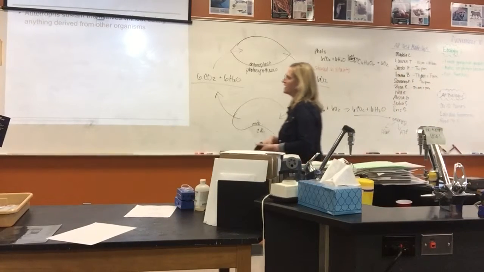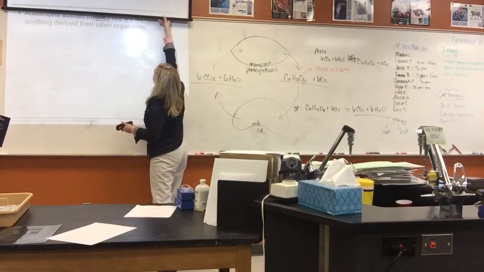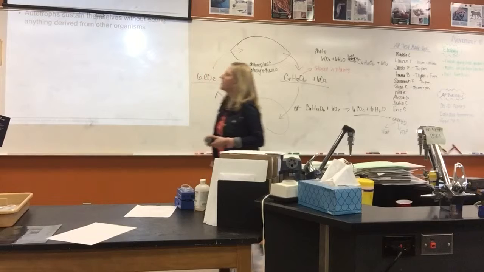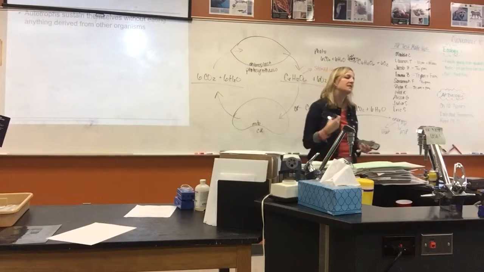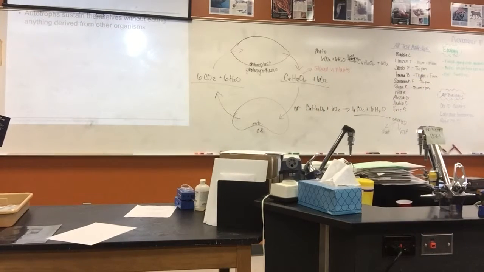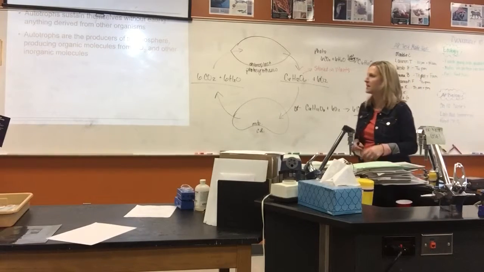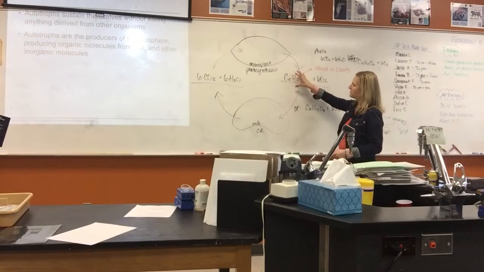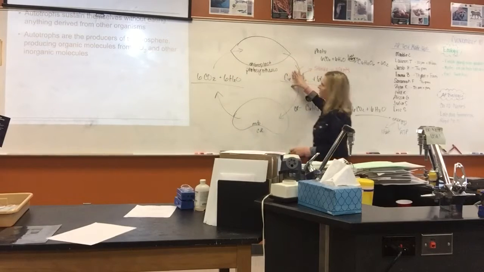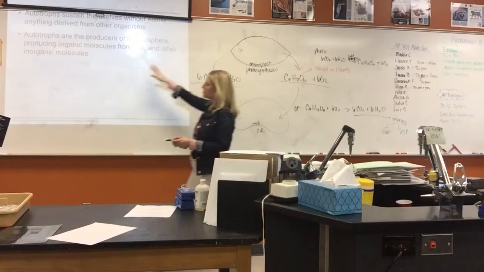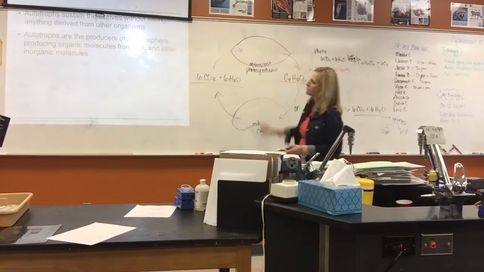So autotrophs sustain themselves without eating anything derived from other organisms. You have heard of this word autotrophs before. Auto means self, troph is feeding, so they're self-feeding. They don't have to eat anything, and so they can make their own food with energy from the sun. We can also call autotrophs the producers of the biosphere, producing organic molecules from CO2 and other inorganic molecules, producing things like glucose from carbon dioxide and water. The word producers means that they produce their own food. So organisms that do photosynthesis produce their own food.